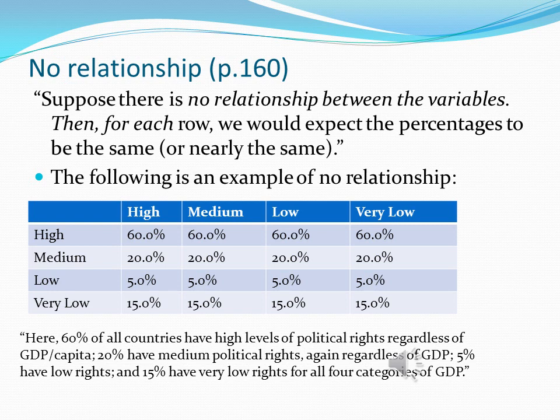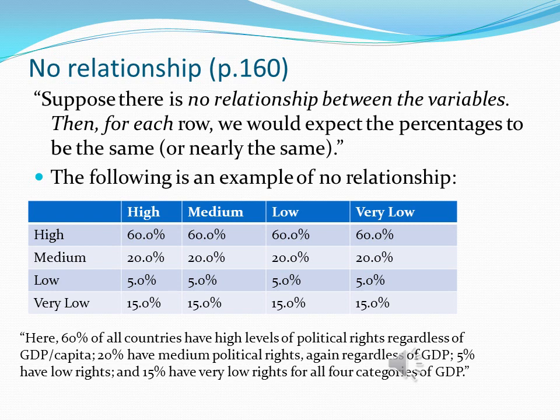You won't see much difference. The following is an example of where you have no relationship in your data. Notice for the columns, in the darkest blue, high, medium, low, and very low. And then when you look at the rows, underneath the far left column, you have high, medium, low, very low.